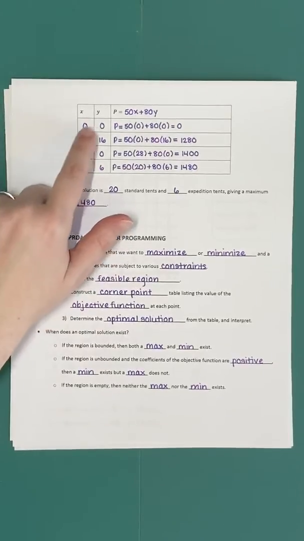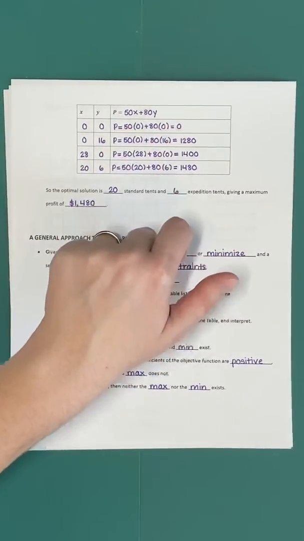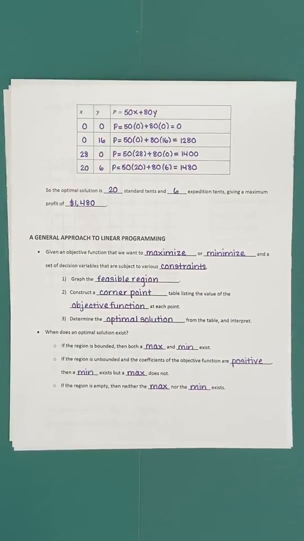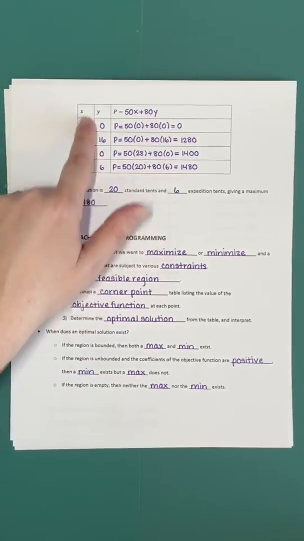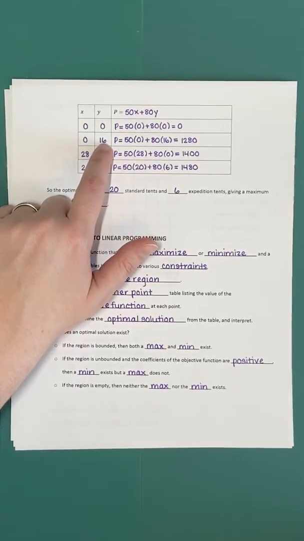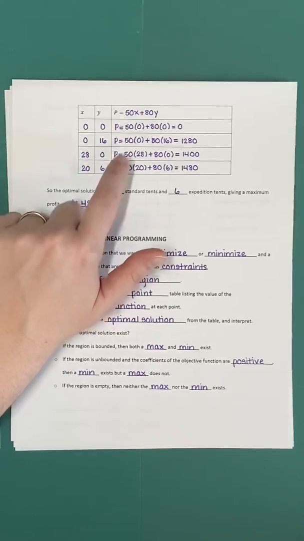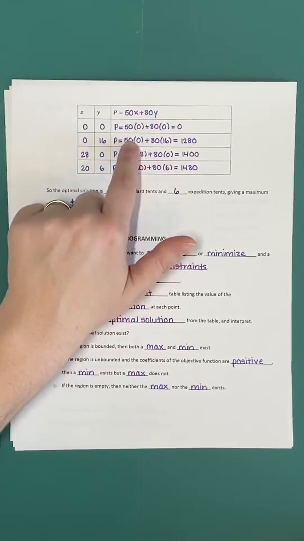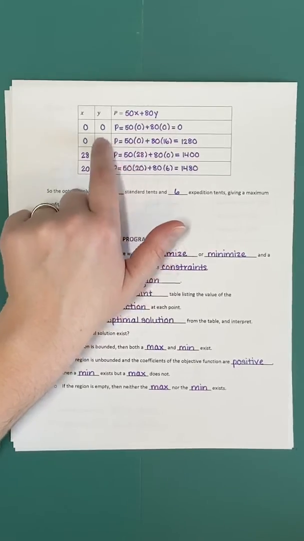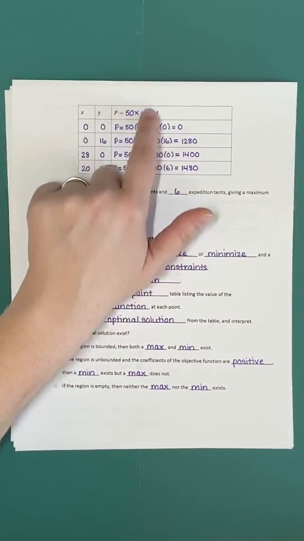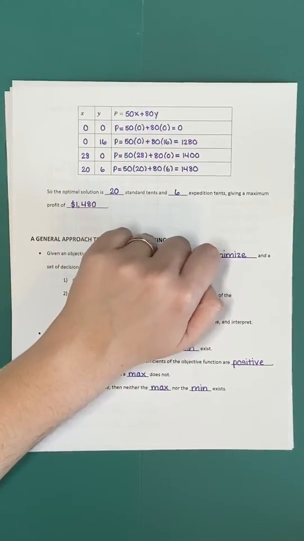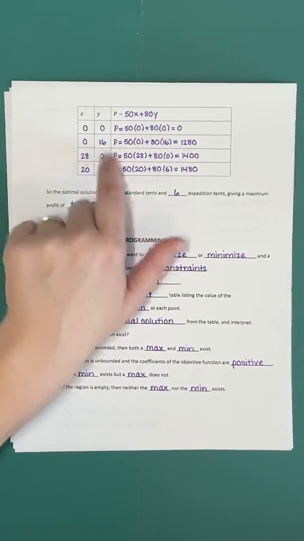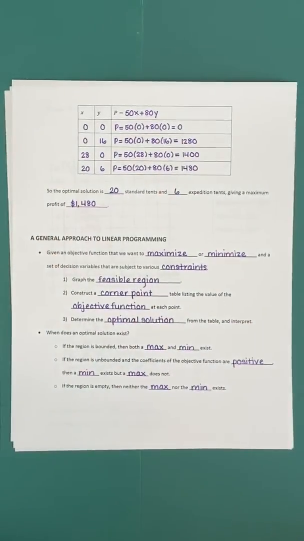Okay, now if we plug in 0, 0, not surprisingly, our profit is 0. That makes sense, right? If we're not making anything and not selling anything, we don't have any profit. So obviously that's not going to be the ideal combination. Now another possibility is that we make 0 standard tents, but we spend all our resources on making expedition tents and we make 16 of them. So we have 50 times 0, so no profit from standard tents, but we have 80 times 16. So we make $80 per expedition tent and we're making 16 of them. That comes out to a total of $1,280. So if we made no standard tents but 16 upgraded tents, we have a profit of $1,280.